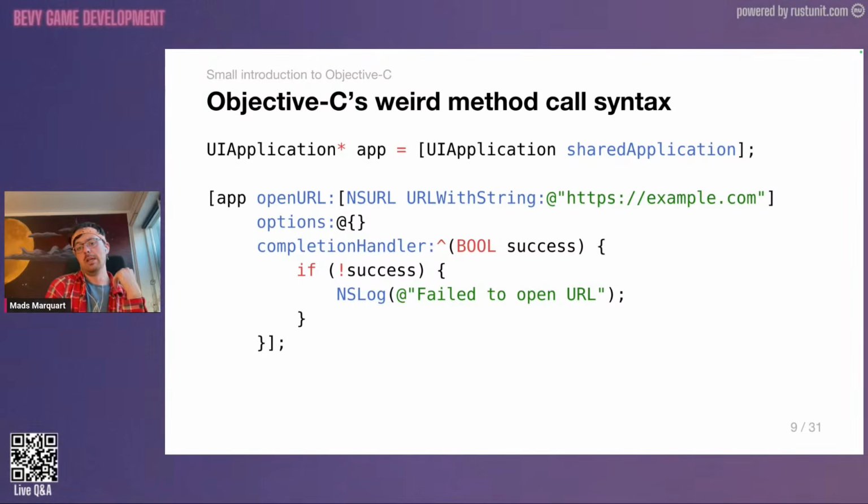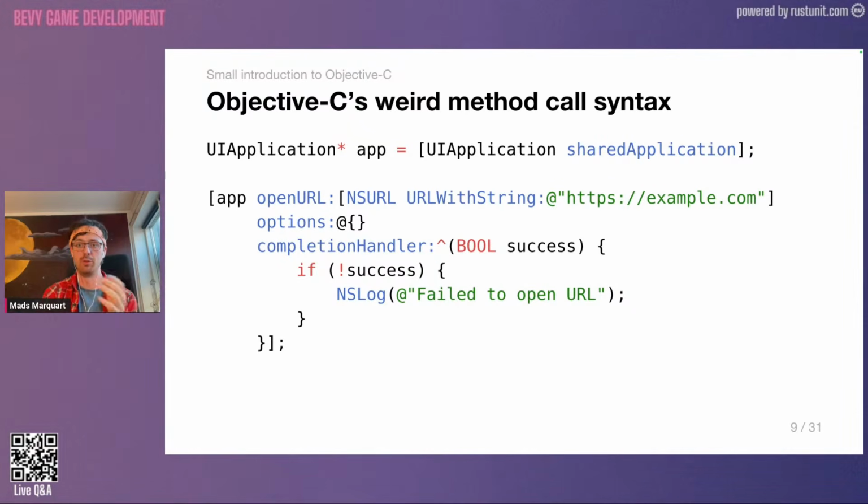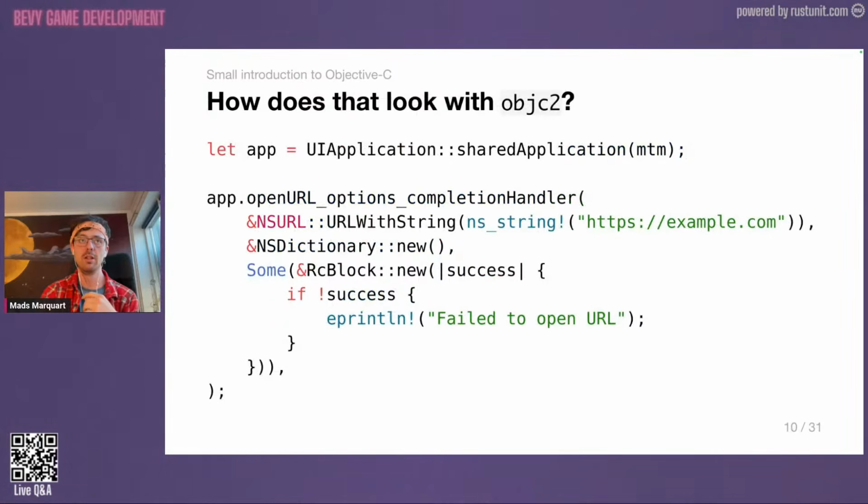So if we want to access this, this is the canonical way to open a URL on iOS. If we want to translate that to Rust, it looks something like this. We take the UI application, call a static method on that, and then call a method later on the application.